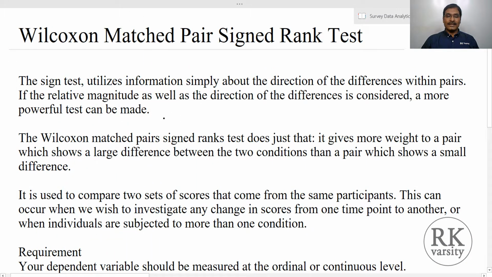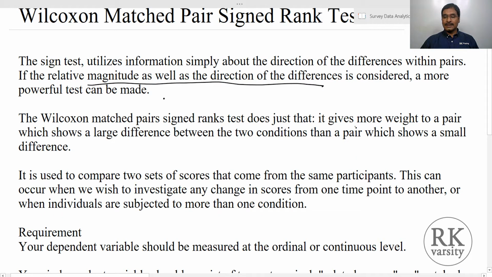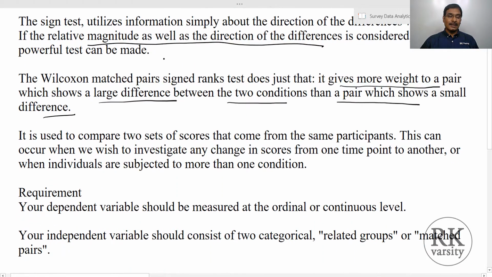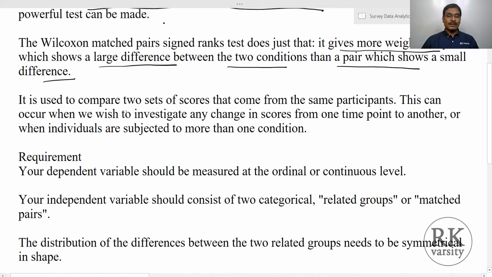The Wilcoxon matched pair signed rank test measures the magnitude as well as the direction of differences in the median ranks of the scores. The Wilcoxon test gives more weight to a pair which shows a large difference between the two conditions than a pair which shows a small difference. So large differences will be given more weightage and small differences will be given less weightage. It is used to compare two sets of scores that come from the same participants. So your independent variable remains with the same participants.